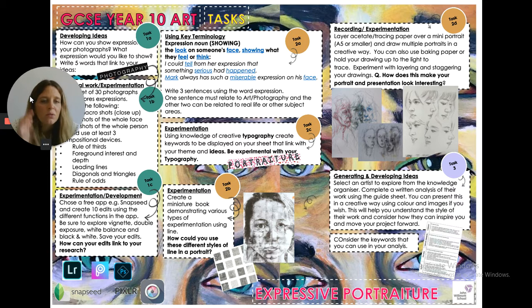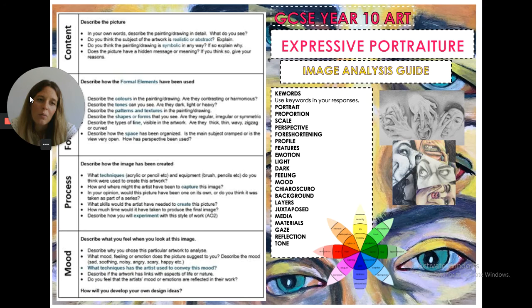And then the last thing we'd like you to have a look at doing is how to further generate and develop ideas and create a bit of written analysis. So going back to those artists that are listed on the knowledge organiser in the AO1 section, have a little look at their work and then use this image analysis guide here to help you write about the artist's work. So describing the picture and describing the form and elements, with certain colours or tones or patterns or shapes that you can see. Think about how the artist created that piece of work and then think about whether there is a certain mood or emotion in there as well. And there are some key words there that you can use in your response.